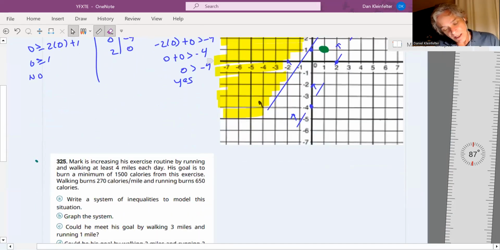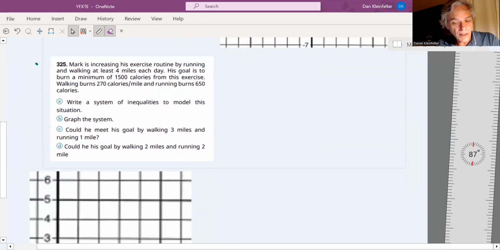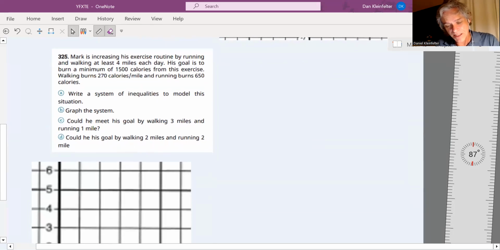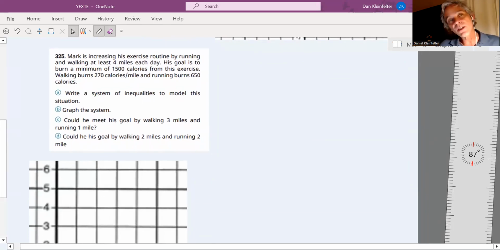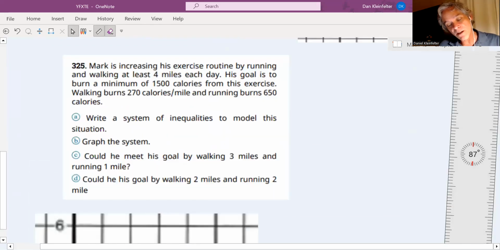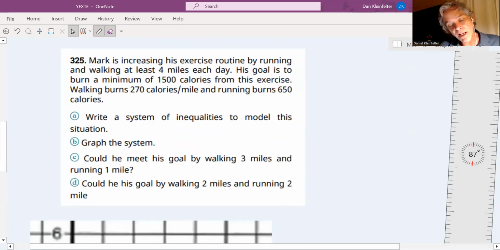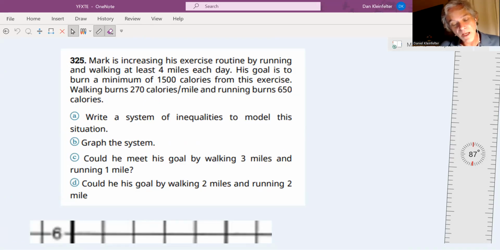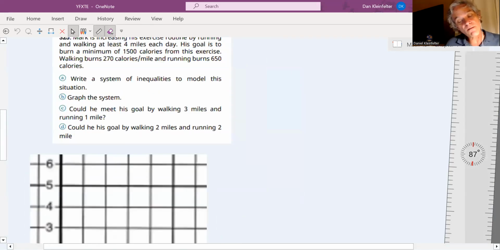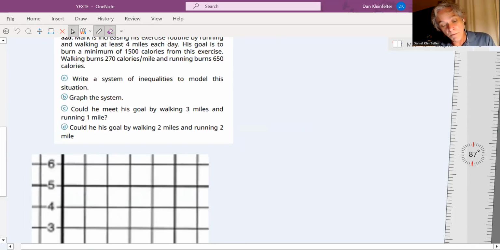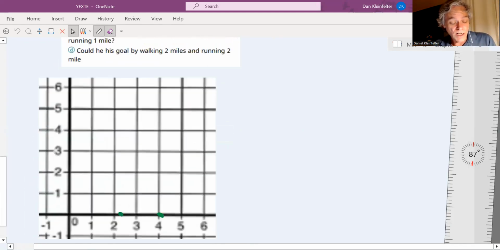We're going to finish the section by looking at a story problem. Admittedly, some of the story problems in our textbook are kind of contrived. That is not so realistic, but we need to do at least one. So let's do it. The story here says Mark is increasing his exercise routine by running and walking at least 4 miles each day. His goal is to burn a minimum of 1,500 calories from this exercise. Walking burns 270 calories per mile and running 650 calories. We're to write a system of inequalities, and then we'll graph it and then answer a couple of questions about it. So first thing to do is to work on a graph.